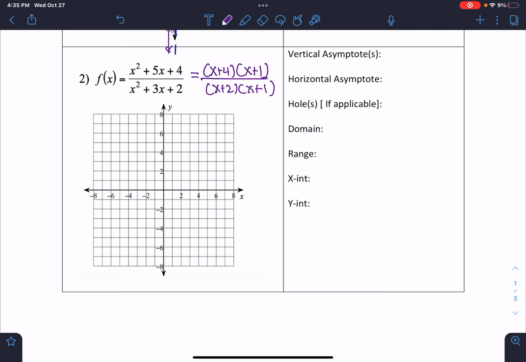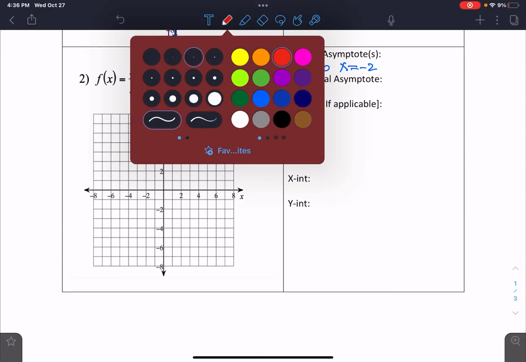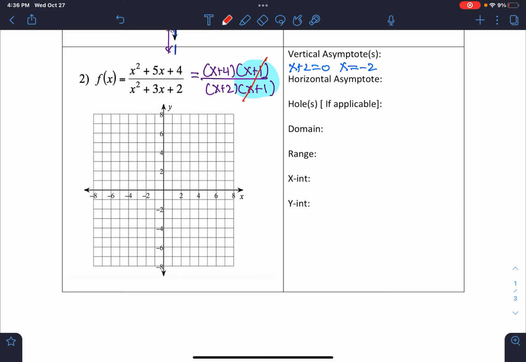When I factor, I notice something. I know that to find my vertical, I need to take my denominator and set them both equal to 0. But this is interesting right here, because I'm going to do x plus 2 equals 0, and that's going to give me -2. That is one of my vertical asymptotes. But when I look at x plus 1, I have to reconsider what I'm going to do with it, because it divides out.